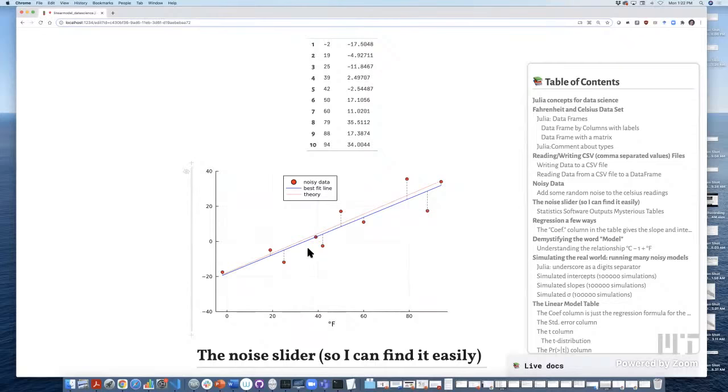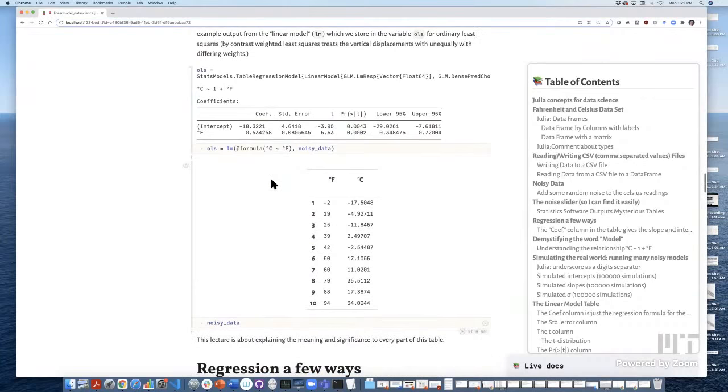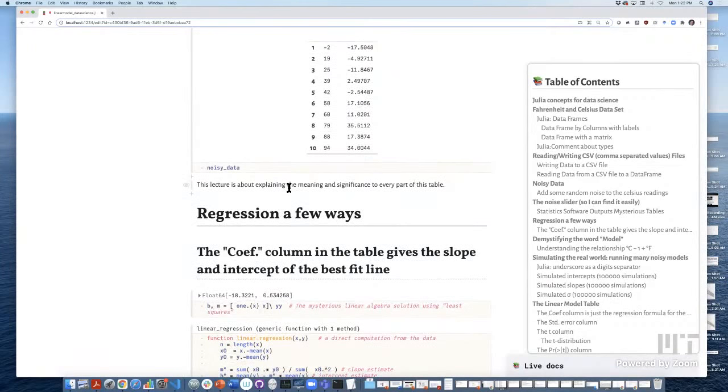So you might ask, how did I get this blue line? To specify this blue line, what I would need is a slope and an intercept. And I'm just going to throw a few formulas out, I don't want to go into too much detail. The first formula is a linear algebra solution. So I'm calling this data here X, and this data here I'm calling YY.